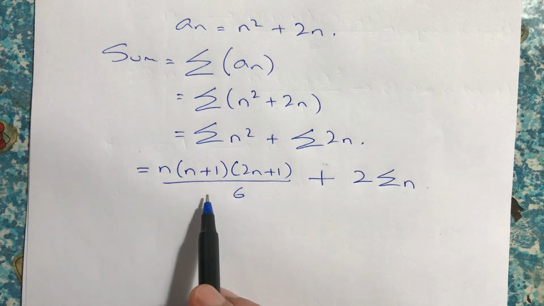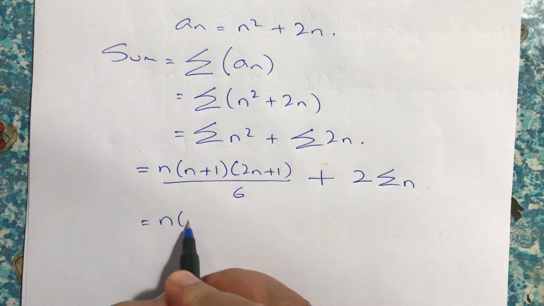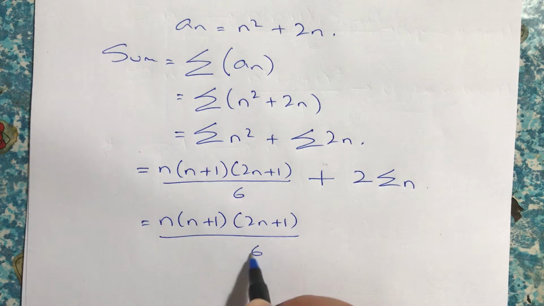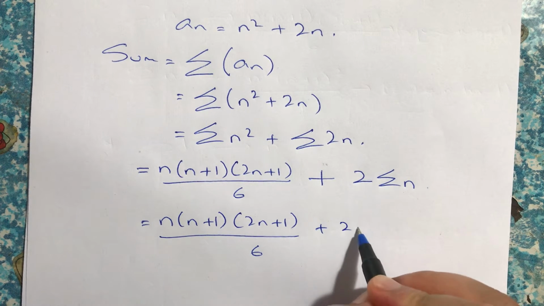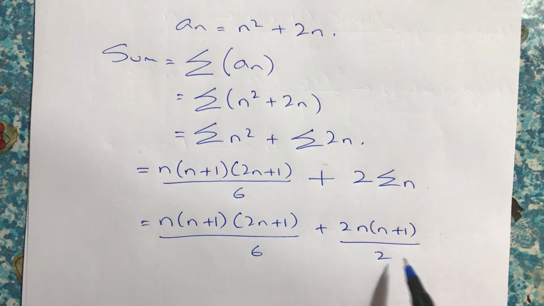Now this one, for the time being, we'll leave it as it is. n plus 1 divided by 2, n plus 1 divided by 6, and then we have a 2. Now sigma n, what's the formula of sigma n? We have already given you n into n plus 1 divided by 2. So that's the formula.